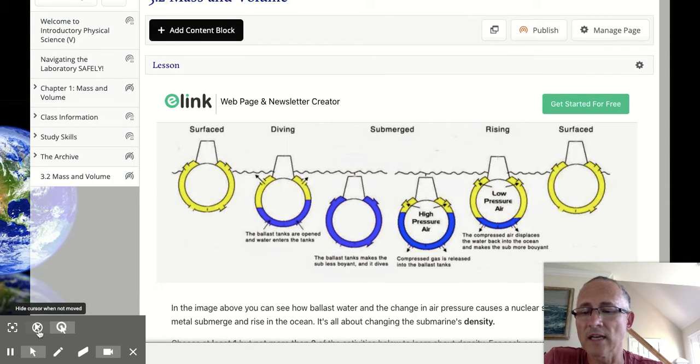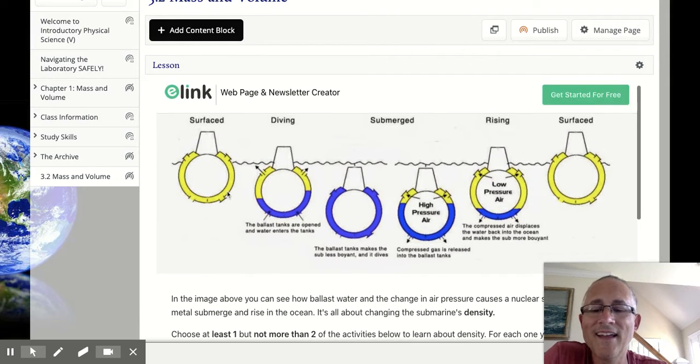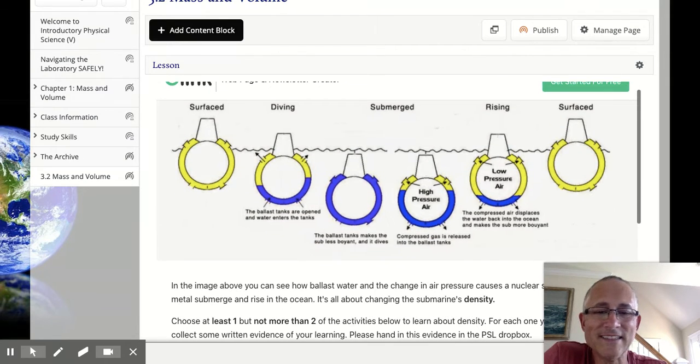Hold on a second. I'm just playing around with hide cursor. I don't know. There we go. These different options. Anyway, just playing with the technology here.